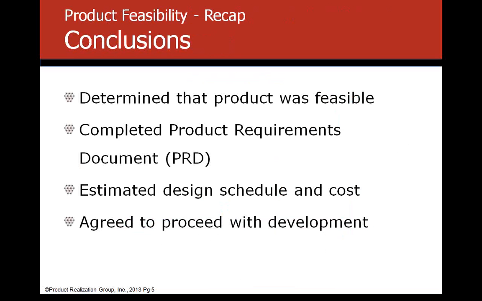To recap from the last session where we talked about product feasibility, we concluded that the product was feasible after a couple of pivots. We completed a product requirements document, which is important in terms of understanding what is required in the development process. We estimated the design schedule and cost, which was important for Micah to understand whether he wanted to move forward or not. And we agreed that we were going to proceed with development.